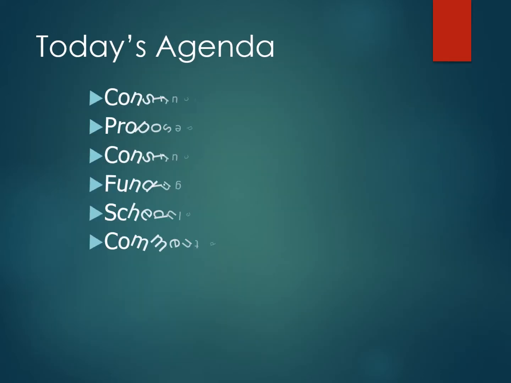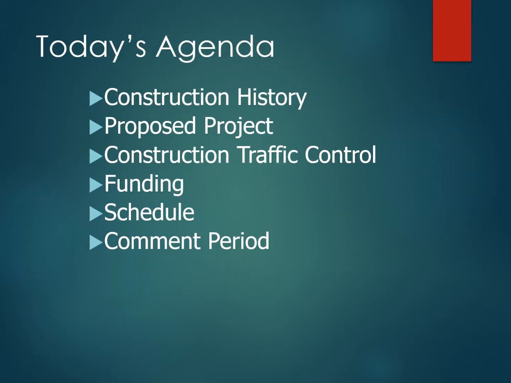For today's agenda, we would like to talk about 6 items. The first item would be the construction history out in the area, the proposed project, traffic control for the proposed project, funding for the project, the proposed schedule for the project, and comments that would be input from the public due to this presentation.